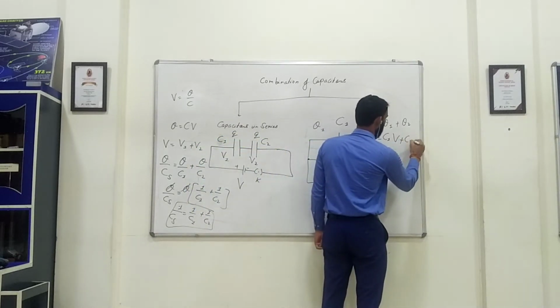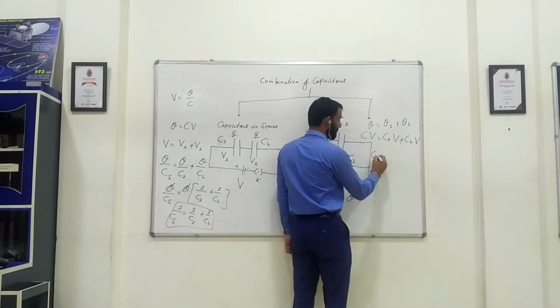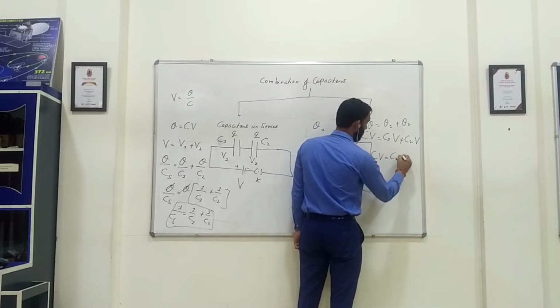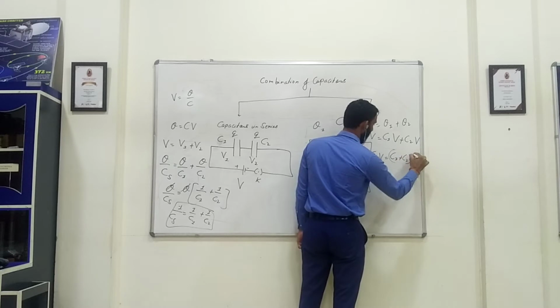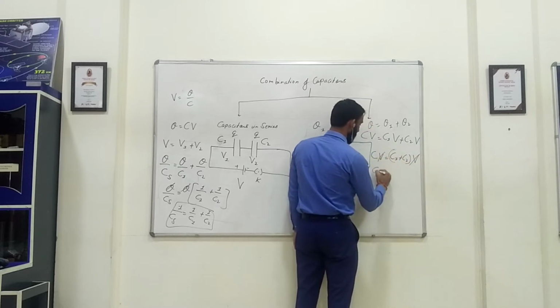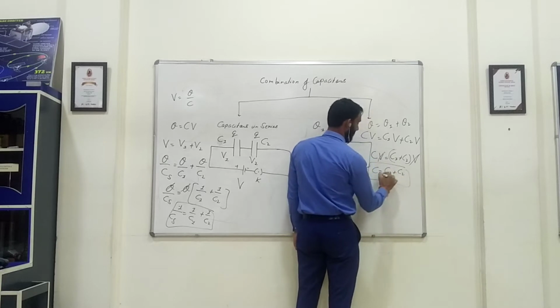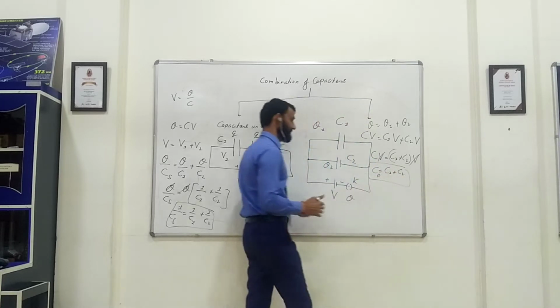So CpV is equal to C1 plus C2 times V. V goes off. So C is equal to C1 plus C2. C is the net capacitance in parallel, therefore I can write it as Cp.